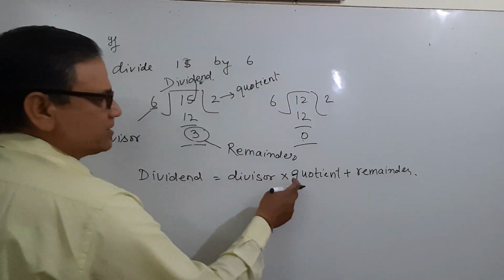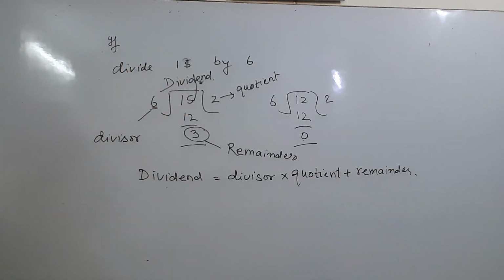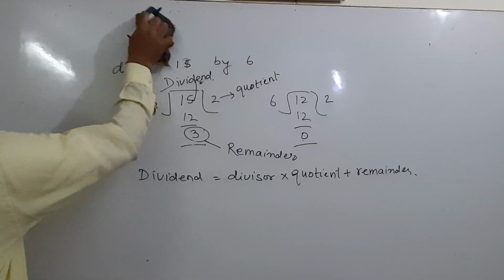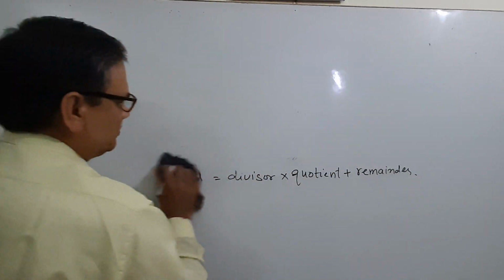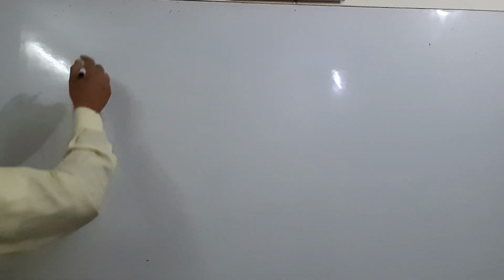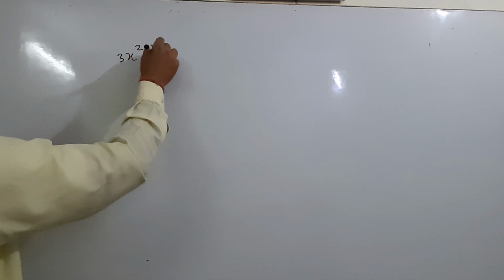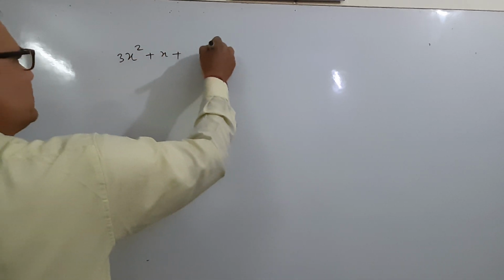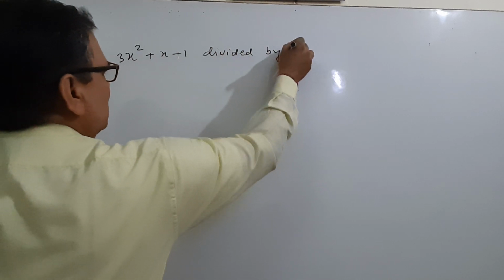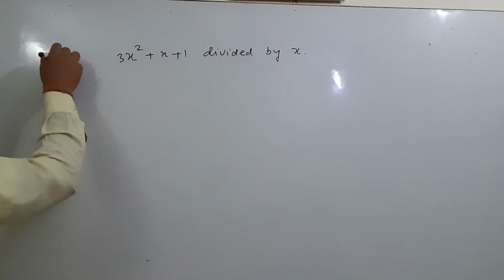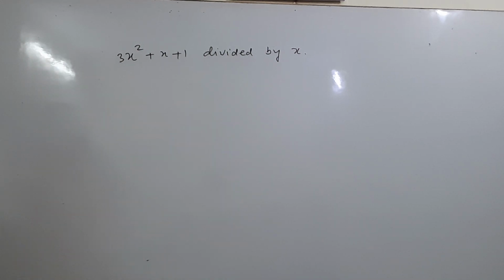Dividend is equal to divisor into my quotient plus my remainder. And on this basis, we can say that, for example, we take 3x square plus x plus 1 divided by x. There are different methods to do it.